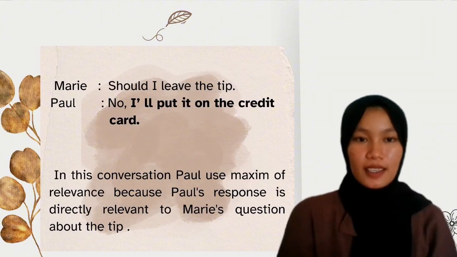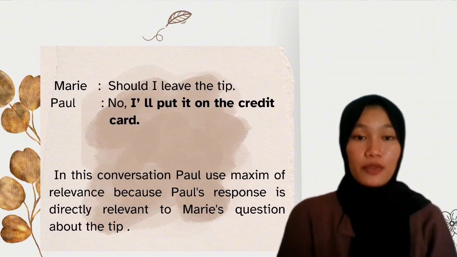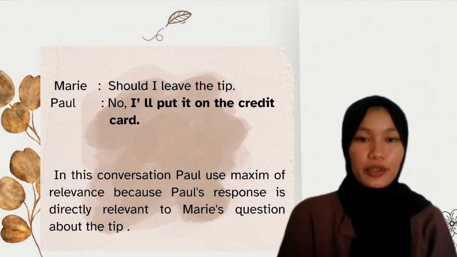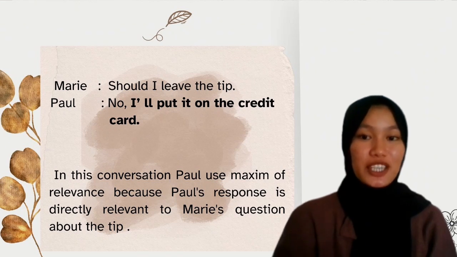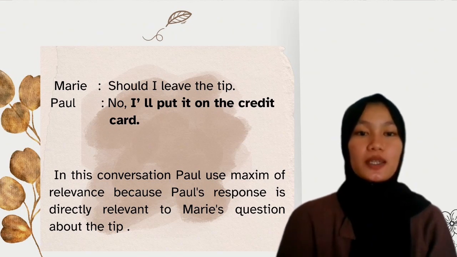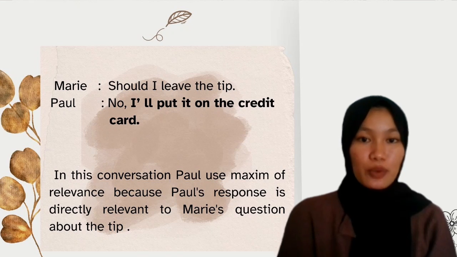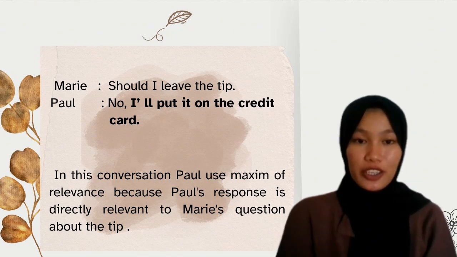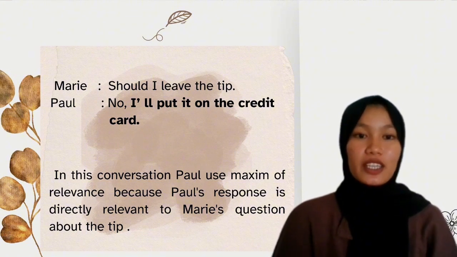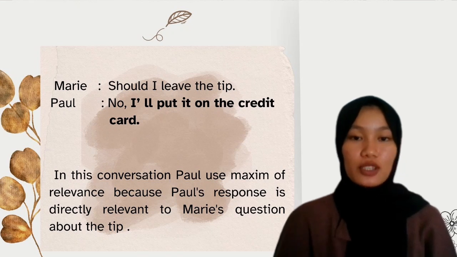Okay, next, Mary asked, "Should I leave the tip?" And Paul replied, "No, I'll put it on the credit card." The utterance "I'll put it on the credit card" is a speech act, where Paul informs Mary of an action he will take regarding the tip. By saying "I'll put it on the credit card," Paul committed to the action. He said that he will put it on the credit card, so Mary doesn't have to leave the tip.